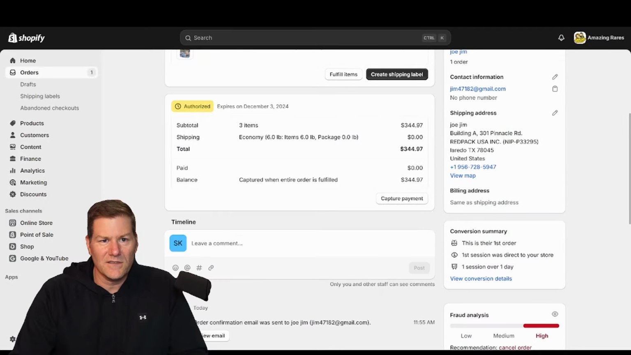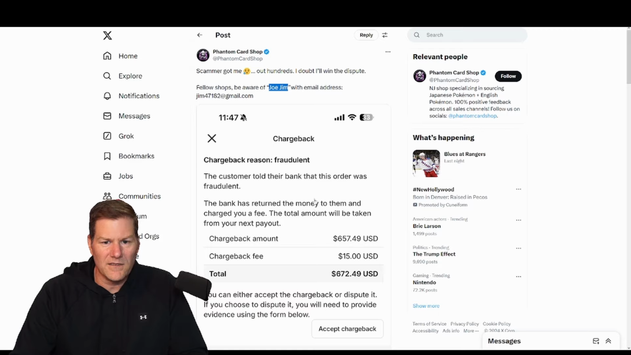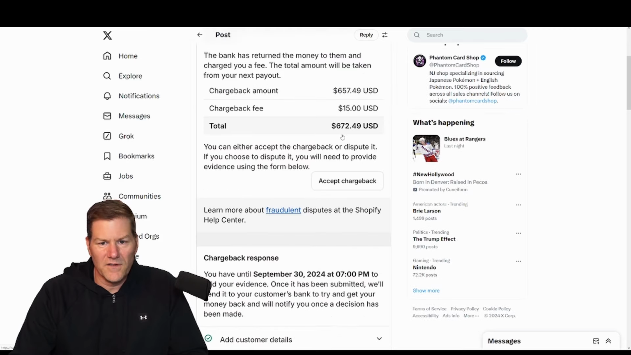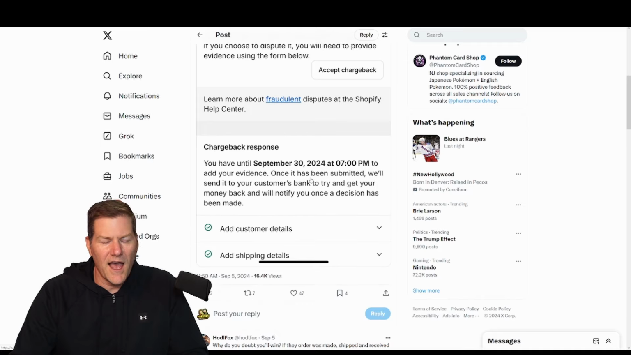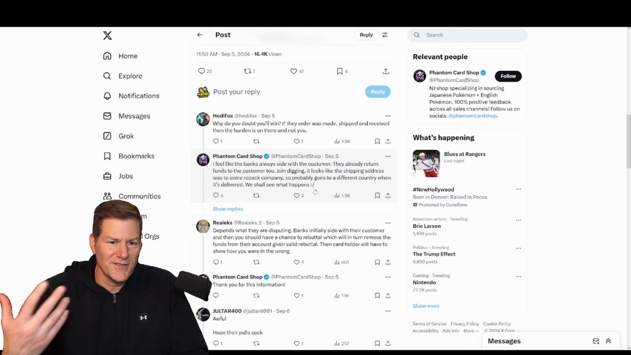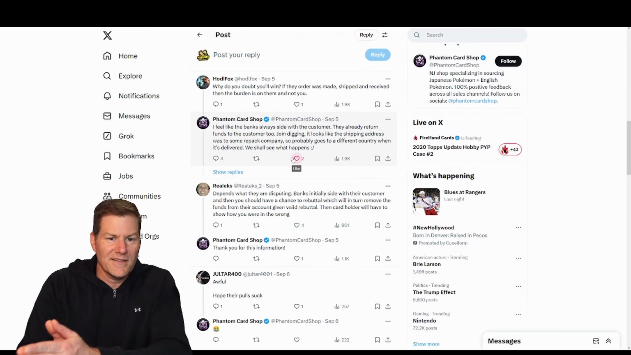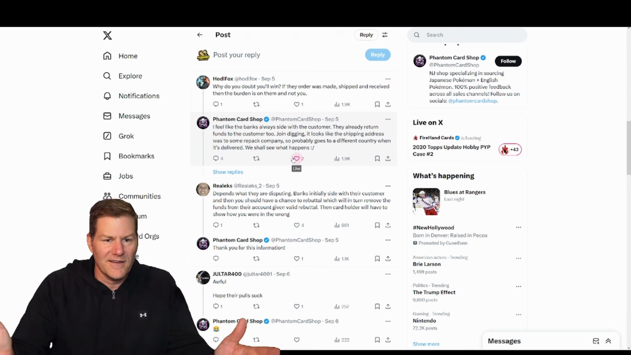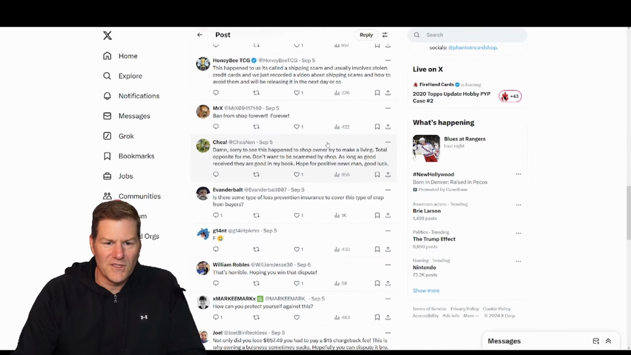So I feel awful for Phantom Card Shop here, who got scammed out of $657. They got the chargeback fee. And the bank isn't very happy with them because they accepted it, from what I hear. That's how MasterCard isn't happy with the shops, because they still think that you were the fraud. Until proven wrong, they have to side with their customer. So unfortunately, that's the way it goes.